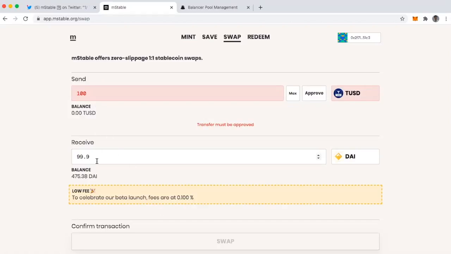So on 100 dollars of stable coins, I am losing 10 cents. And so that's one thing that folks might just end up using this for. There's $4.3 million of liquidity in this right now. And so someone could come in here and just trade between coins.